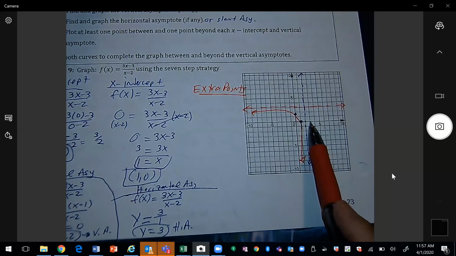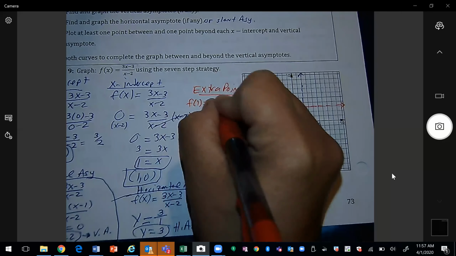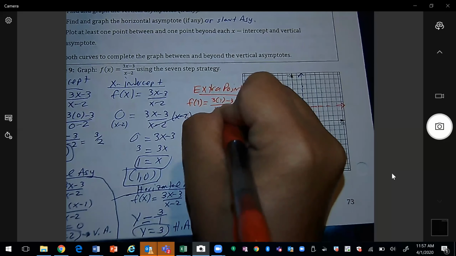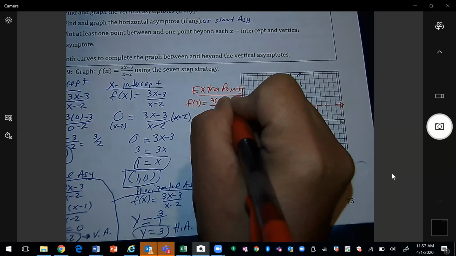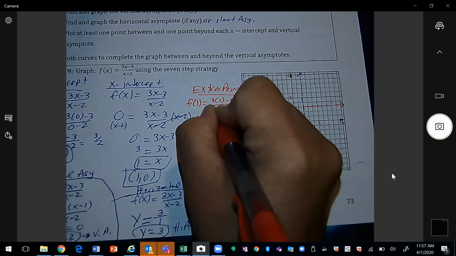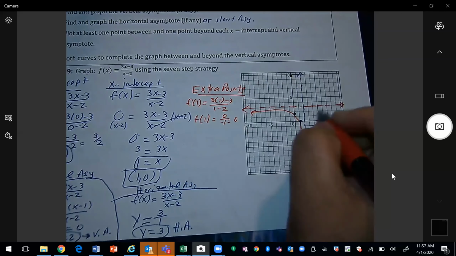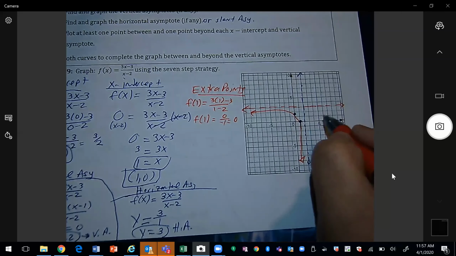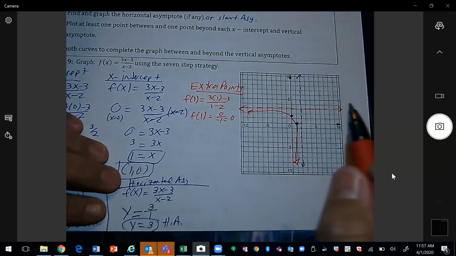So maybe we can use 1. So if I plug in 1, let's see what we get. Three minus 3 is 0. 1 minus 2 is -1. So that's a 0. So when x is 1, actually that wasn't a 1, right? We get 0. Let me see where we're at.